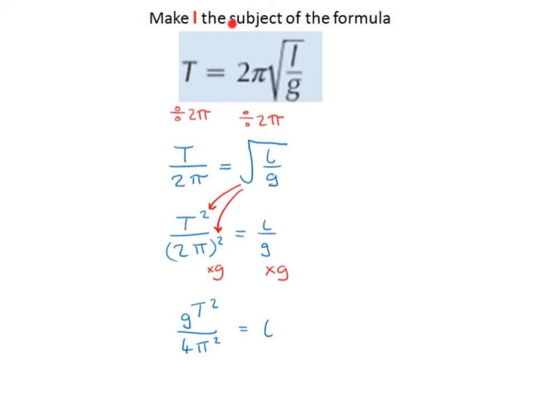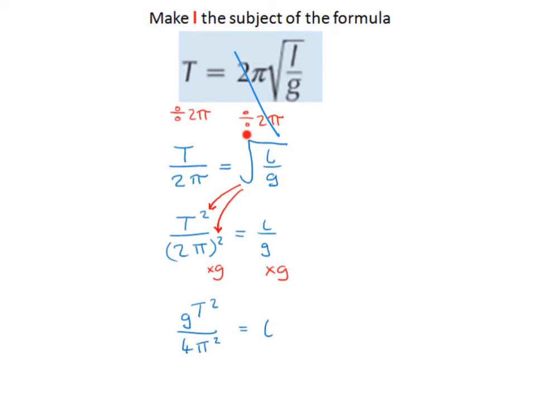Make L the subject of the formula. We have t equals 2 pi root L over G. So the first thing I'm going to do is divide by 2 pi so that I can get rid of the 2 pi that's stuck onto the root. And if I divide by 2 pi on the right, I must divide by 2 pi on the left. So I end up with t over 2 pi is equal to the square root of L over G.